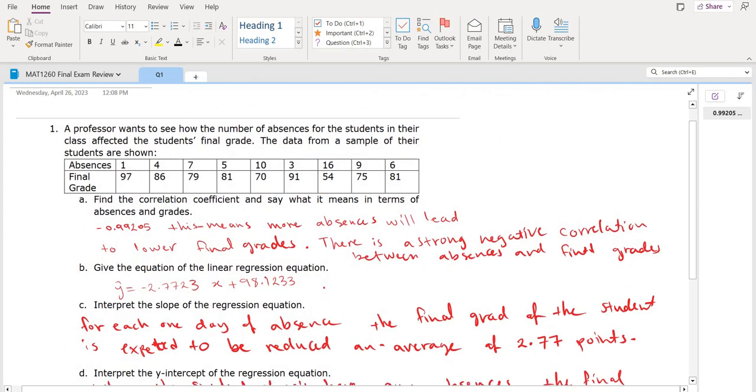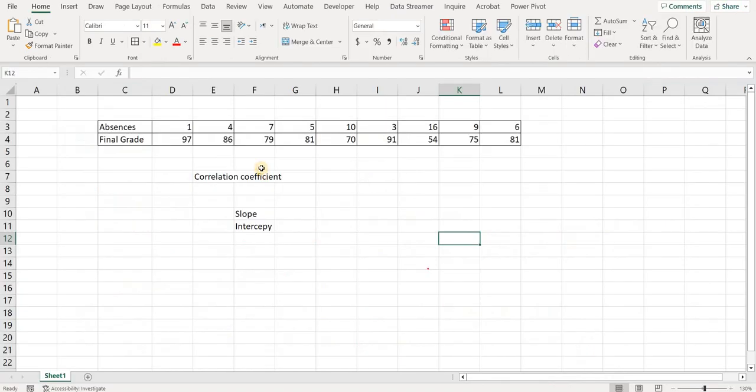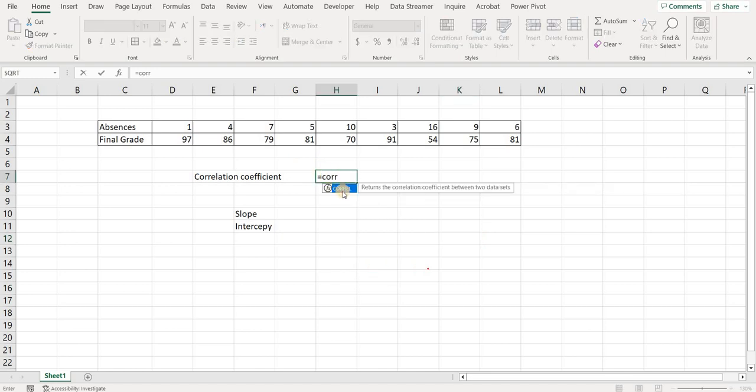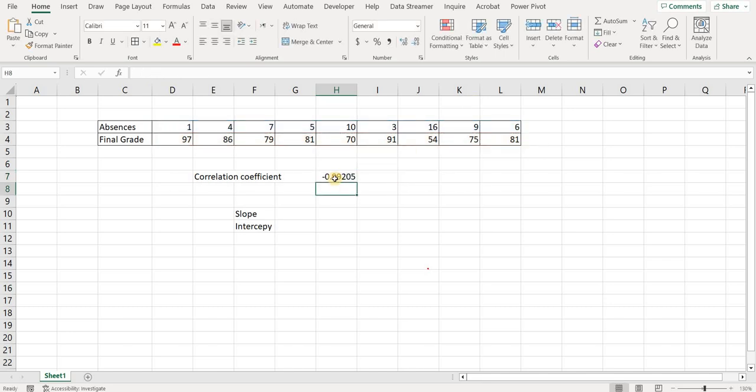So to find the correlation coefficient, I took the data to an Excel sheet, and we're going to use the function CORREL on Excel. CORREL is asking for array 1, array 2, so it doesn't matter which set of data you choose first. I'm going to choose absences and then comma, final grade, and then click enter. So that is going to be the correlation coefficient.